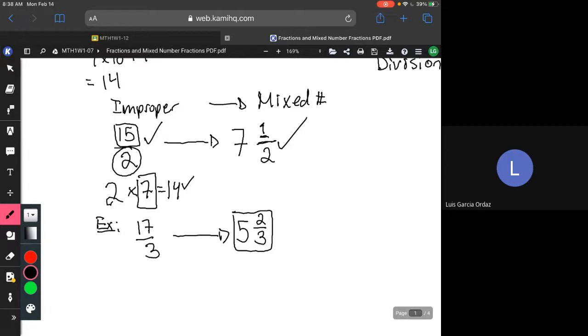I usually have a friendly competition between the two classes I have to see who gets the better grade. My period 4 class had a 77 average, so you guys are pretty good.